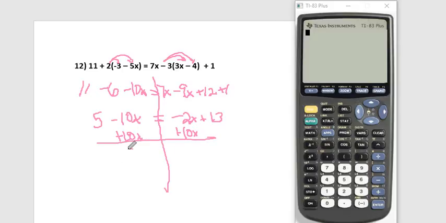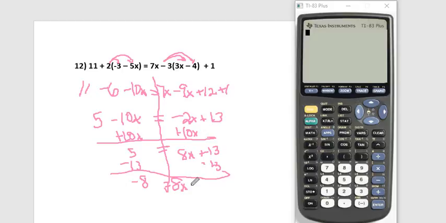Alright, then on the left I have 5 equals negative 2 plus 10 is 8x plus 13. We're trying to isolate x. We're solving for x. So we're going to subtract 13 from both sides. So minus 13, minus 13. 5 minus 13 is negative 8 equals 8x.